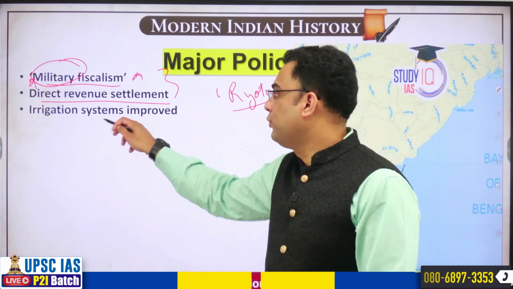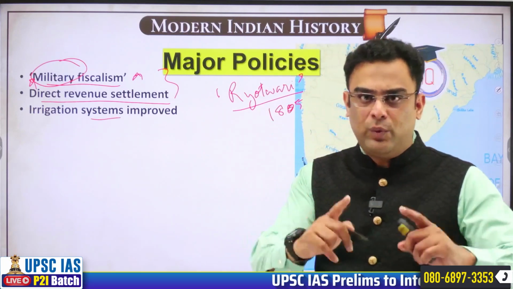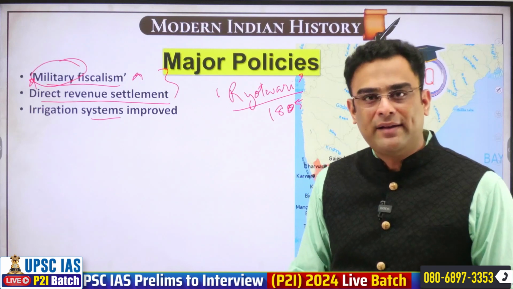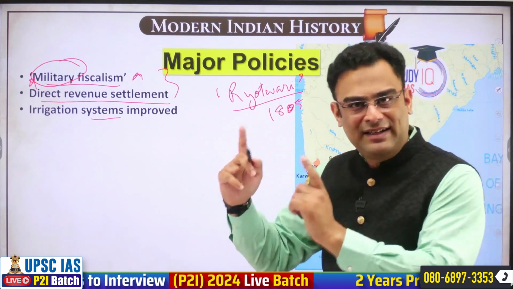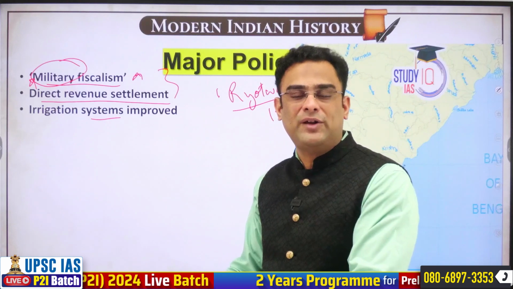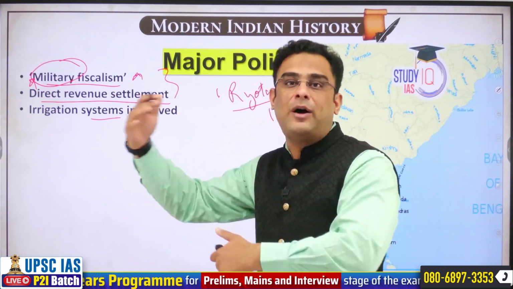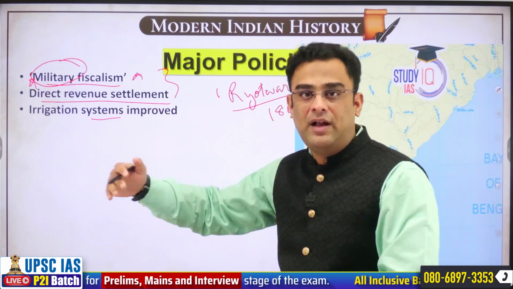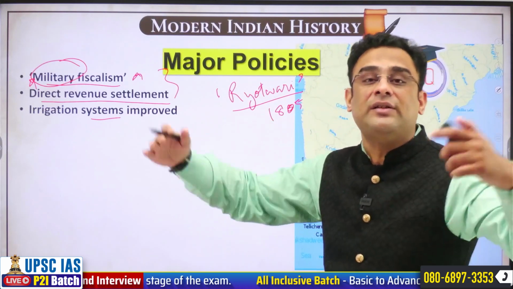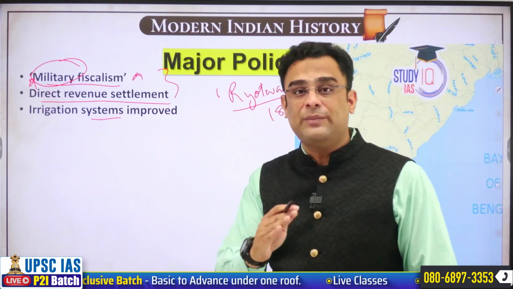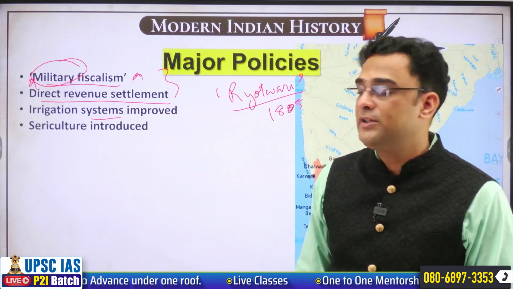Irrigation systems were improved because the state, remember, wants to fight powerful enemies on all sides. For this, you require a strong army that requires a lot of flow of revenue, and for that reason, you have to optimize, get the maximum out of the revenue potential of the state. How will you do that? Agricultural productivity has to increase for that, and therefore irrigation systems were focused on so that agricultural productivity will be improved.